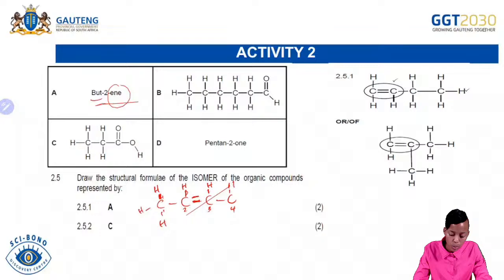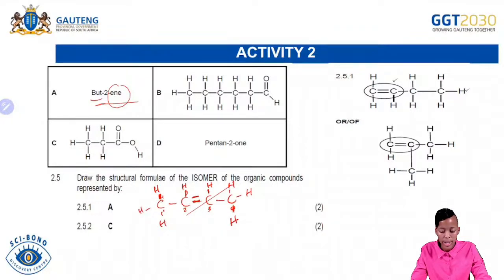So you move on to the next one, and that will be your structure of but-2-ene. So remember, the question said draw the structural formula of the isomer.